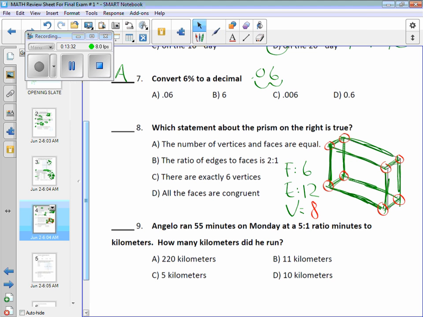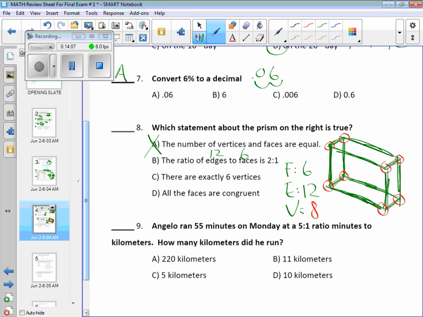Now we have the information to figure out what the answer to the question is. For A, I like to do process of elimination. The number of vertices and faces are equal. That's obviously not right. The ratio of edges to faces is 2 to 1. A lot of you crossed that out because you saw 2 and 1 and automatically assumed, oh, there's not 2 edges and there's not 1 face. But what makes this tricky is it's the ratio of. So if I do edges, that's 12, and faces is 6. Guess what? 12 to 6 is the ratio 2 to 1.